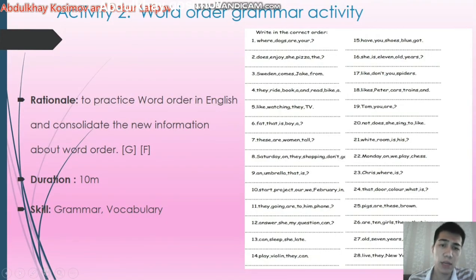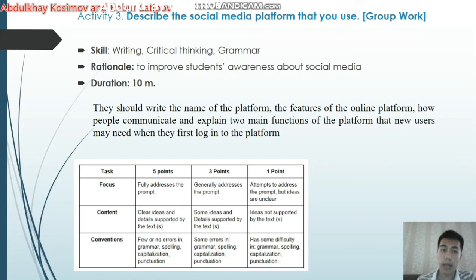In the second activity, word order grammar activity, as I mentioned, the lesson focused on word order grammar. Here I provide 28 sentences. They should write them in the correct order, and the rationale of this activity is to practice word order in English and consolidate the new information about word order. And the focus skills here were grammar and vocabulary and writing, of course.